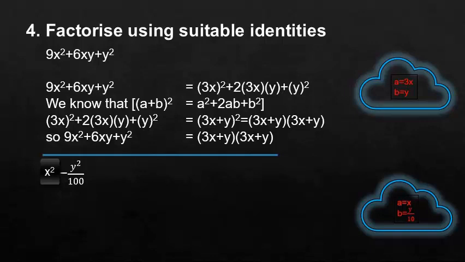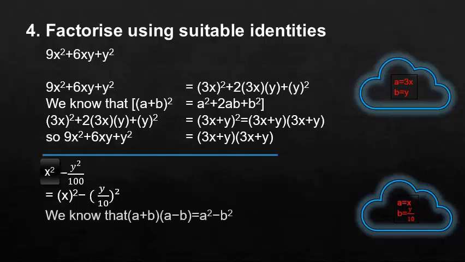Of course, this is in the form of a square minus b square, isn't it? So we can write it as x square minus y by 10, we will put in bracket, whole square. Y by 10 whole square is y square divided by 100. So now this is in the form of a square minus b square, and we know that a plus b into a minus b is a square minus b square. So we can write x square minus y by 10 whole square as x plus y by 10 multiplied by x minus y by 10, because your a is x and your b is y by 10, that you can see in the cloud there. Okay, is that clear?